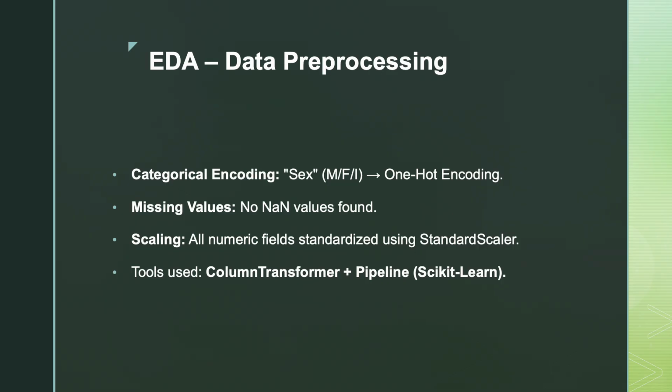First, starting with the pre-processing of the dataset. In this dataset, one column, sex, was categorical, so it was one hot encoded. Next, no missing values were present. Third, all numeric fields were standardized using standard scaler. Column transformer and a pipeline were used to ensure consistent transforms during training and prediction.